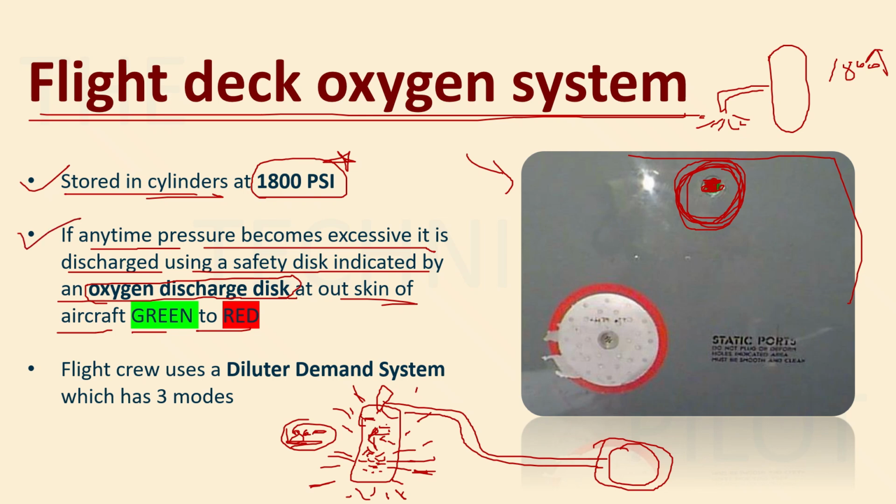So remember this thing. And then you have flight crew uses a diluted demand system. Yes, again, very important. So this is the kind of system used by your flight crew, which is a diluted demand system. We'll see what it is. And it has three modes. So what are those three modes and what is a diluted demand system?